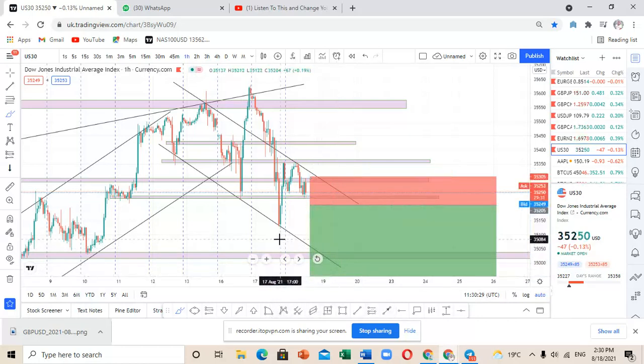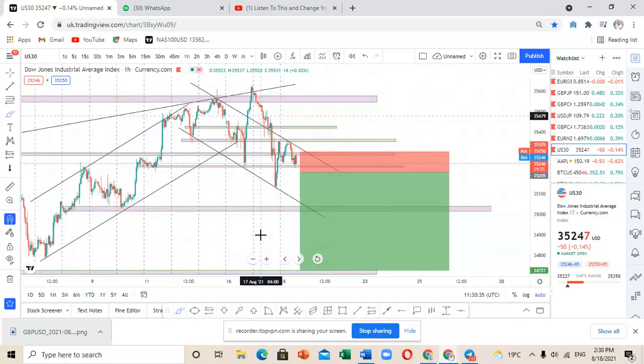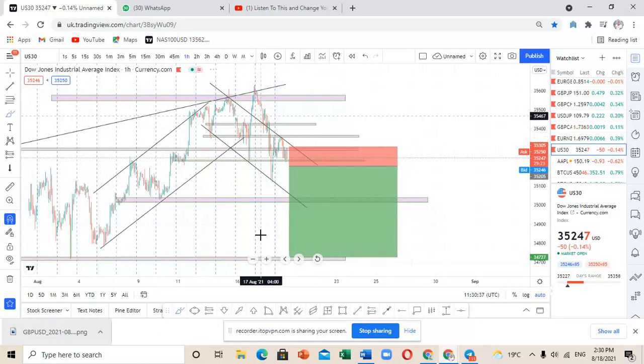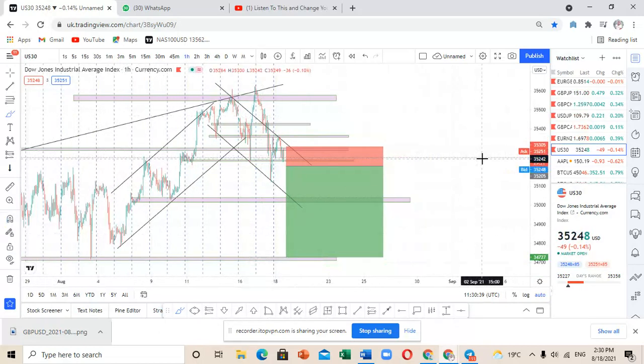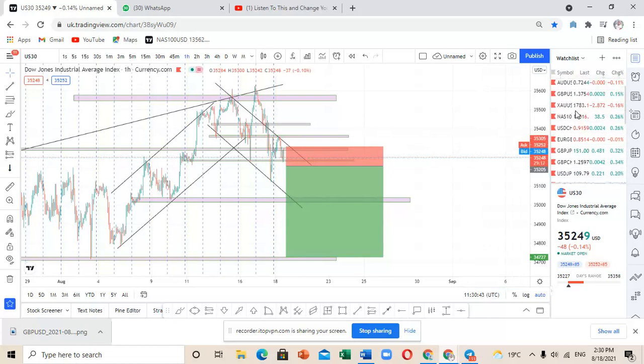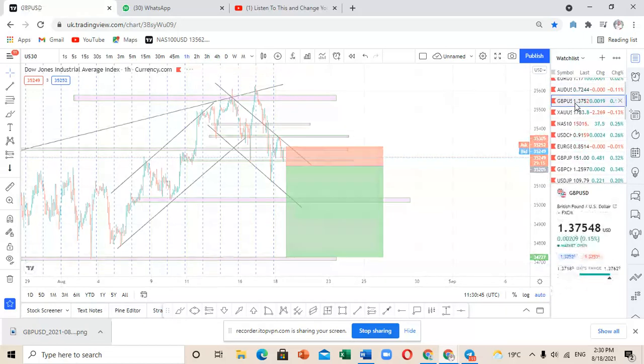So I hope that was helpful. That is the US30, and hopefully you are able to get something that is going to help you in your trade. So let us move on to the GBPUSD.